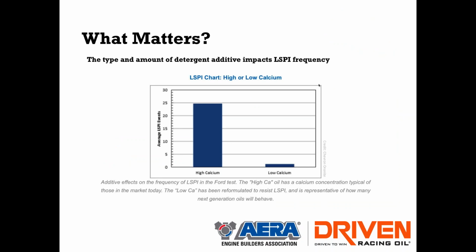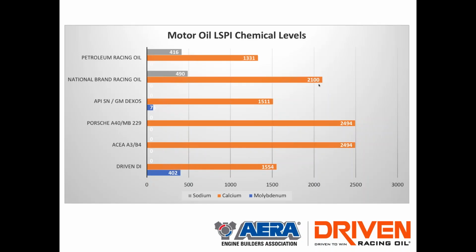We've come to find that high levels of calcium above 1,500 ppm, that's where things go bad. You can have calcium in the oil. You just can't have much more than 1,500 parts per million of calcium in the oil, because it has an impact both in the Ford test and the GM test and these other engine tests we've run. It all backs up to the same thing. The detergent package is the problem.